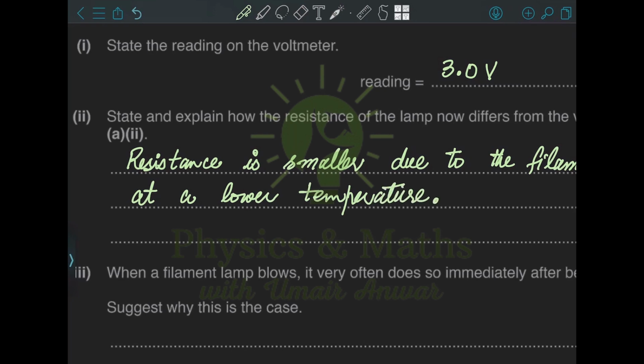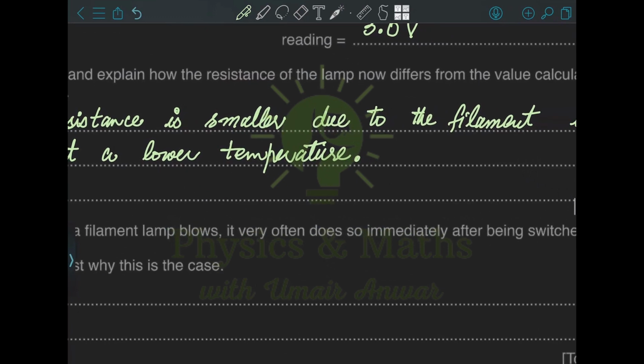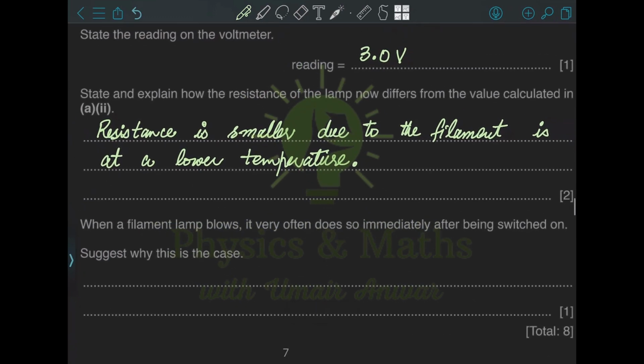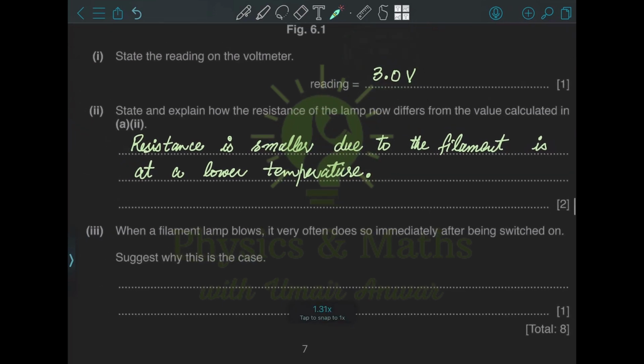So when the voltage increases, that also increases the temperature, and at the higher temperature, the filament of the filament lamp, its resistance increases, and when the voltage goes down, the resistance decreases because of the decrease in the temperature. So the voltage has decreased, we can see it, which means the temperature is going to decrease, and with the decrease in temperature, resistance is also going to decrease.